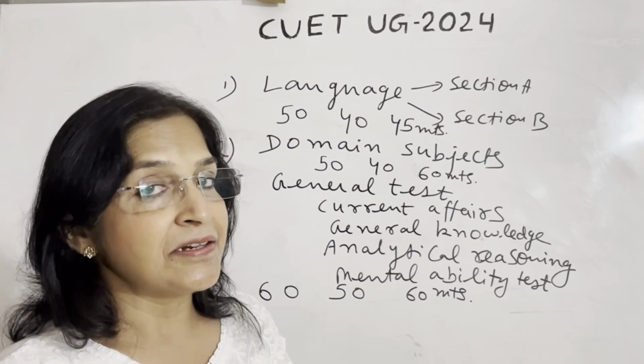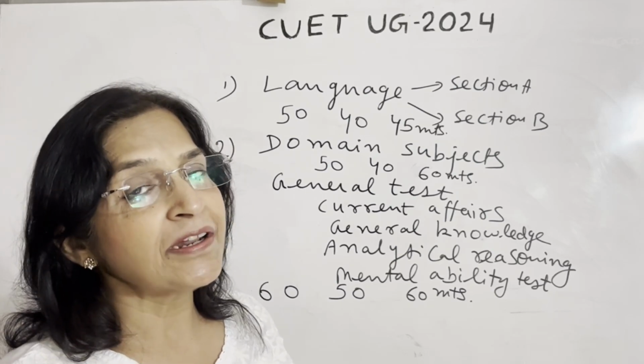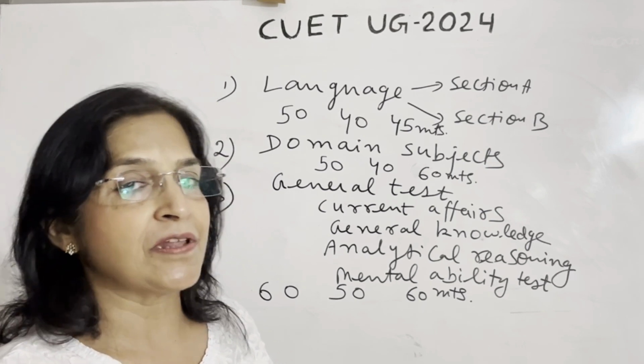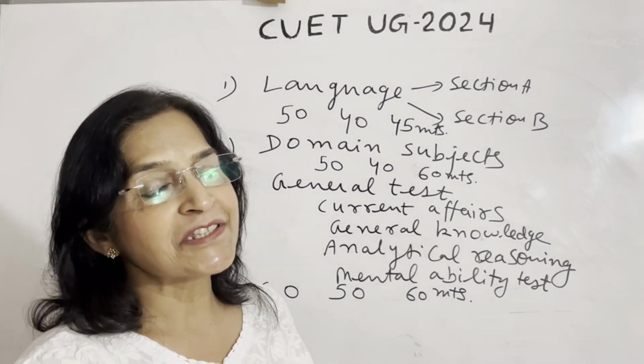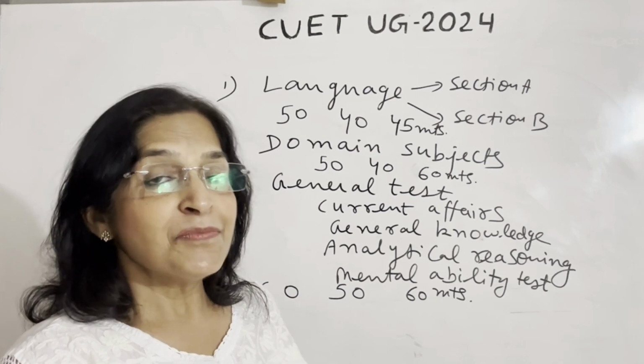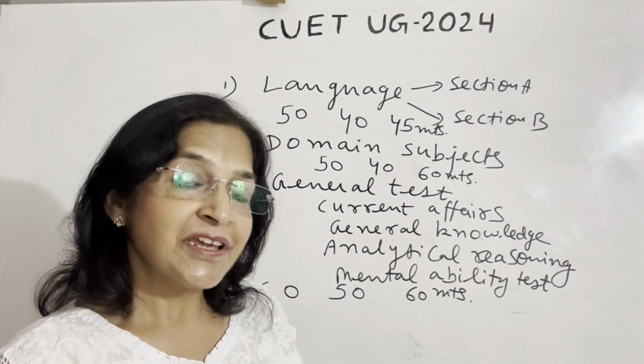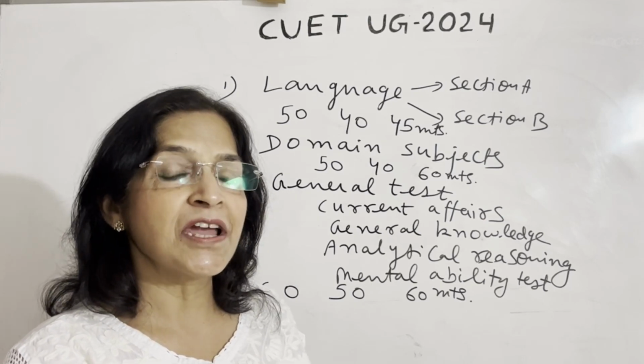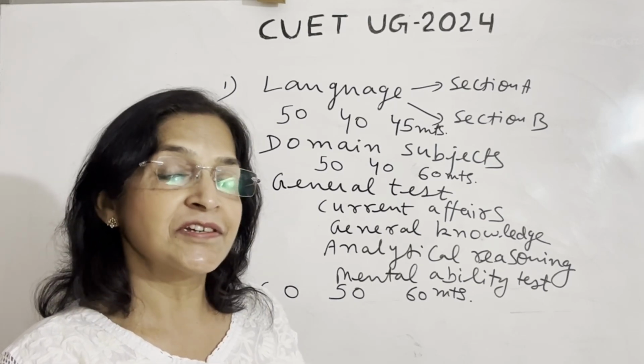In this test, there is a negative marking also. For correct answer +5 and for incorrect answer -1. So now we talk about domain specific chemistry. Chemistry is divided into inorganic chemistry, organic chemistry and physical chemistry. Inorganic chemistry and organic chemistry I have discussed already.